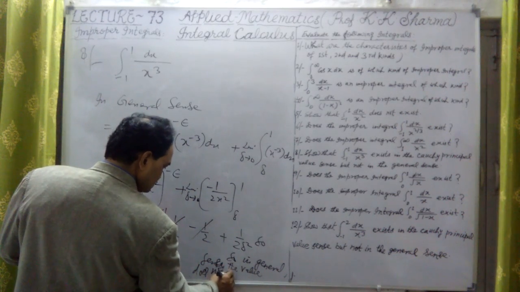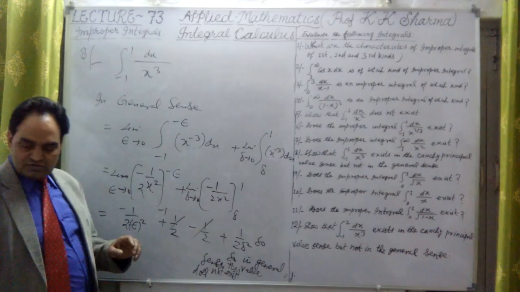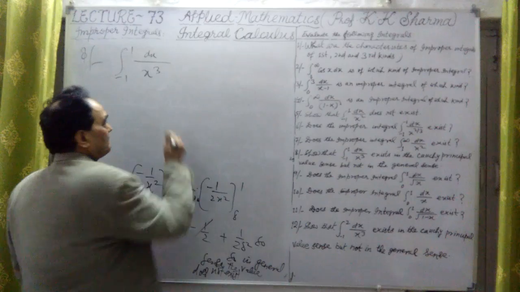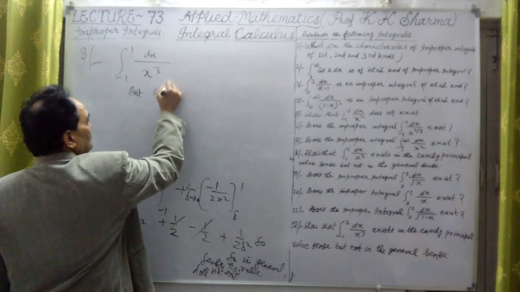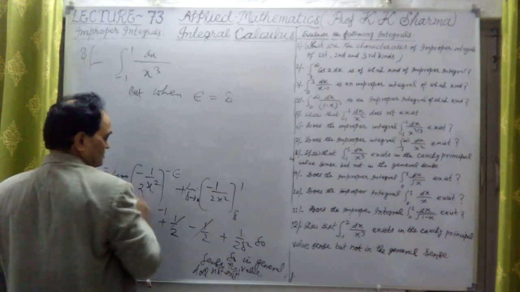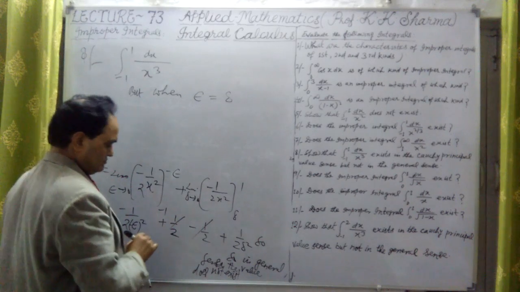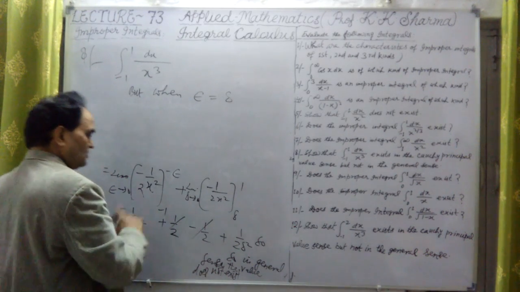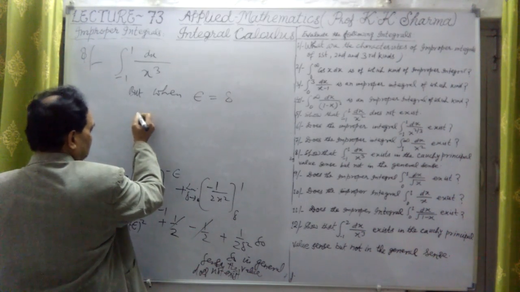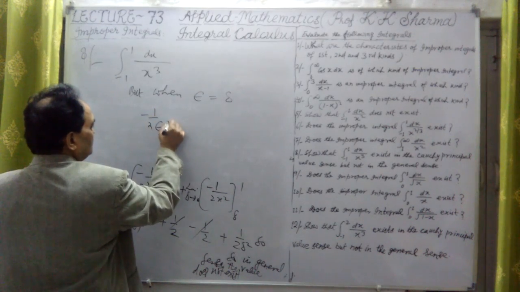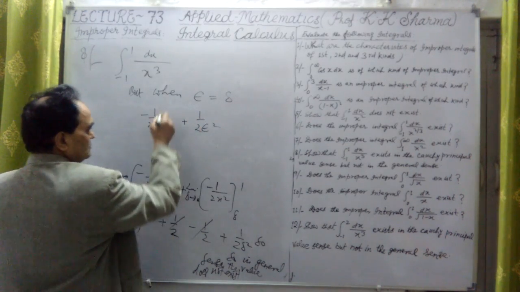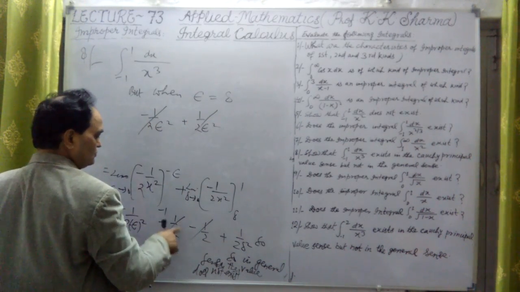What about the principal sense? Let me talk about the principal sense. When epsilon is equal to delta, as we have taken, in that situation it will be 0 only. Before applying the limits, these two values will be cancelled out. Why? Because before applying the limits, this will be minus 1 upon 2 epsilon square and that will be plus 1 upon 2 epsilon square. These two are cancelled out. So this value is equal to 0.